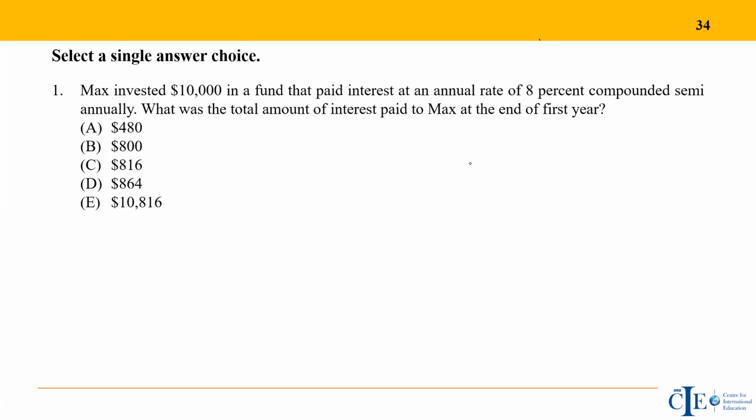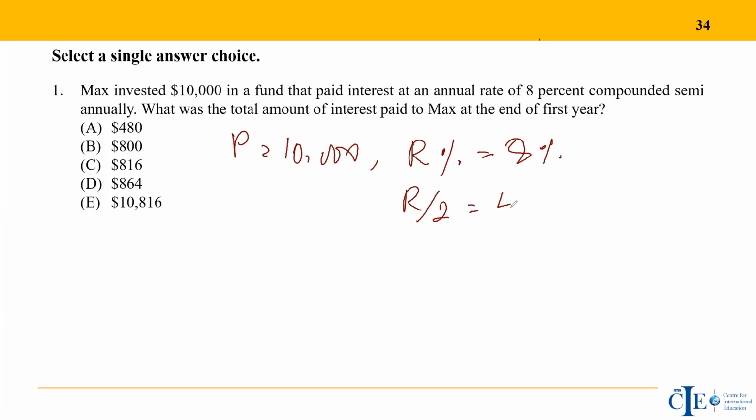It is given to calculate compounded semi-annually. So the principal value here is 10,000, right? R percent, which is for the year, is 8. As I said, it's always the annual rate of 8%. Compounded semi-annually means for our calculations, we're going to use R by 2, which is 4%.